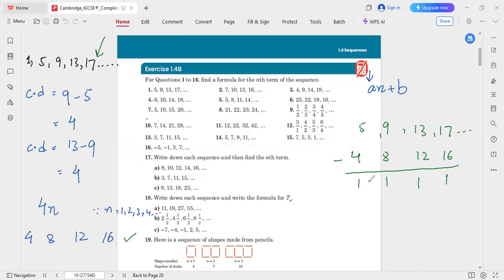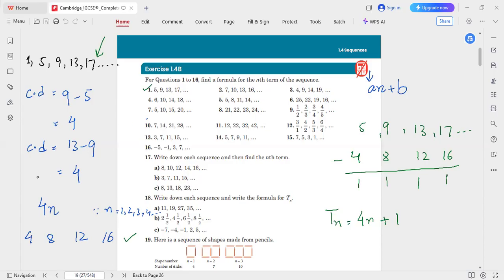So if you are getting exactly the same difference, it means that this is a linear sequence. For finding the nth term of the linear sequence, we have 4n, and to this 4n we need to add 1 to get the next term. So this is the way of finding the nth term of any linear sequence. And this was your part number 1.